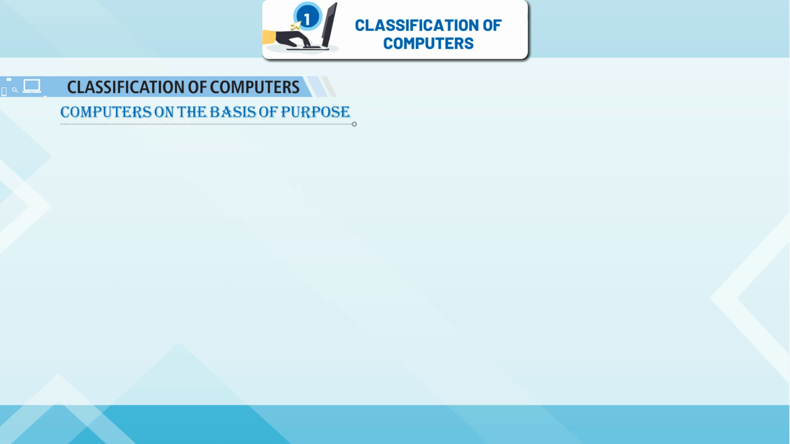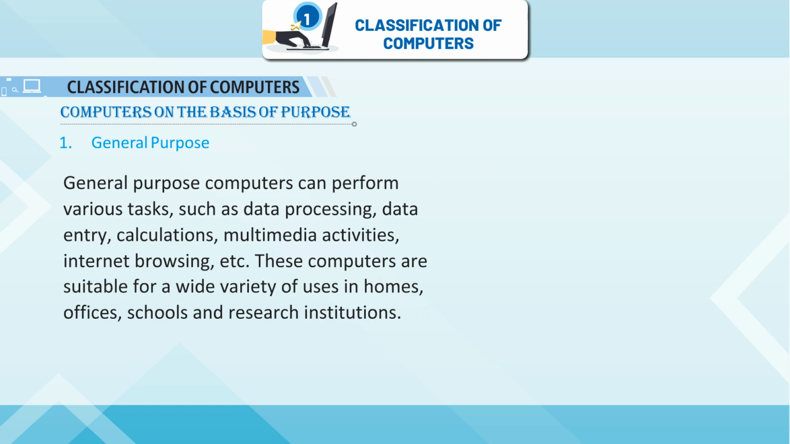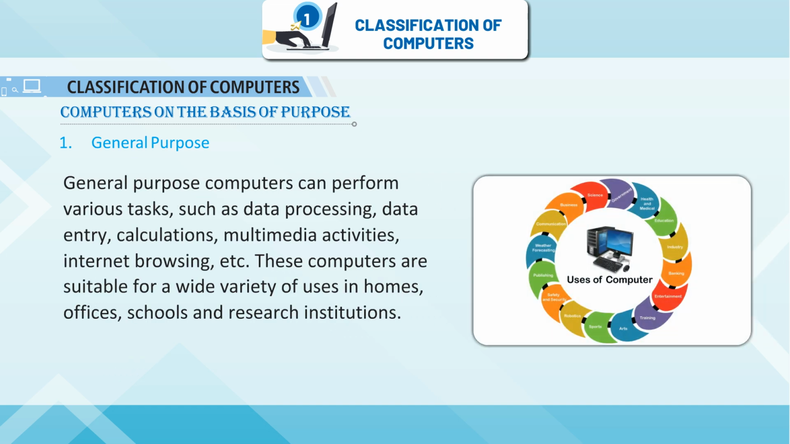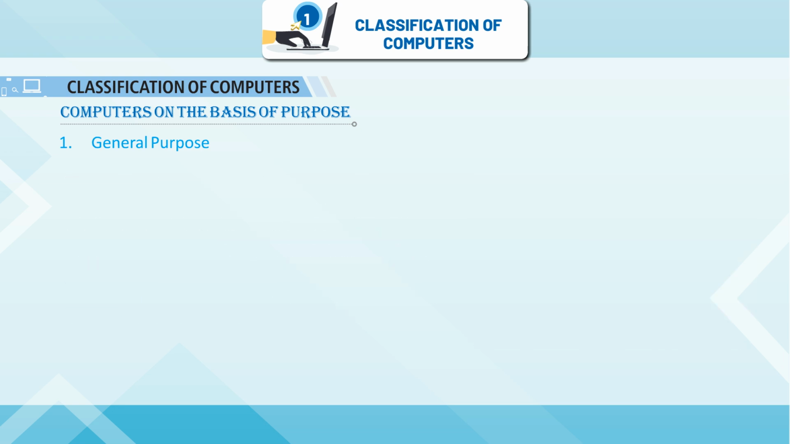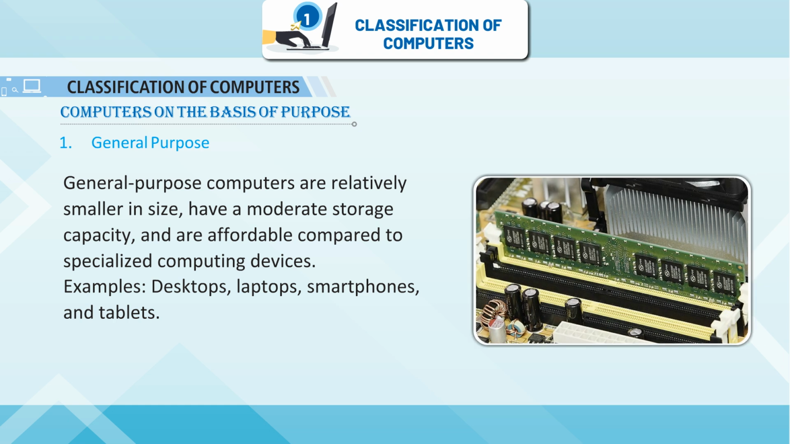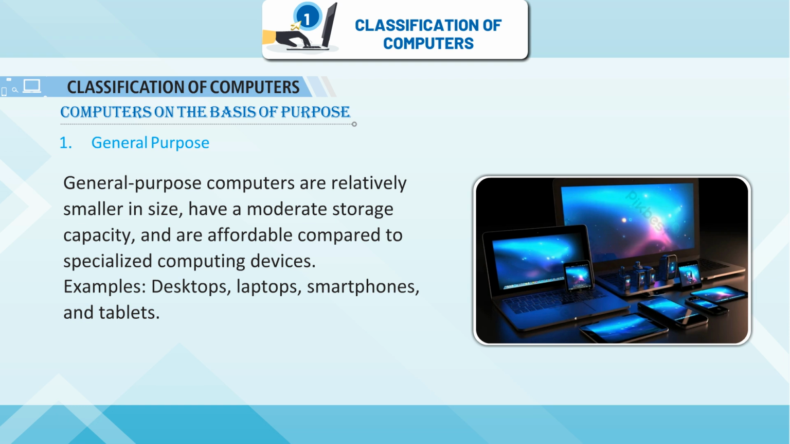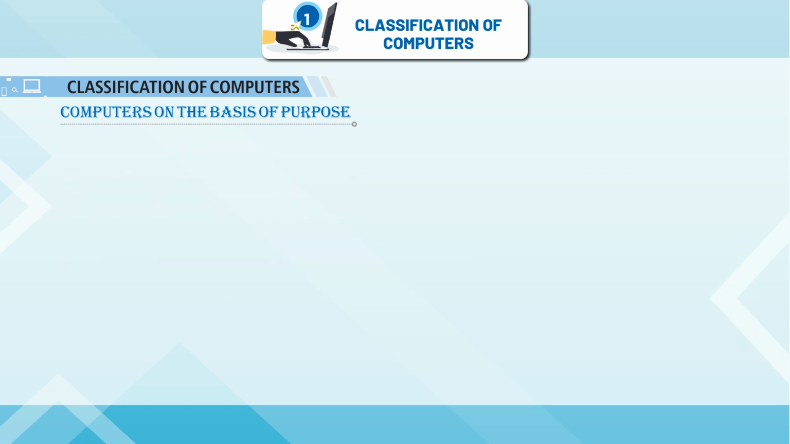Computers on the basis of purpose. General purpose. General purpose computers can perform various tasks such as data processing, data entry, calculations, multimedia activities, internet browsing, etc. These computers are suitable for a wide variety of uses in homes, offices, schools, and research institutions. General purpose computers are relatively smaller in size, have a moderate storage capacity, and are affordable compared to specialized computing devices. Examples: desktops, laptops, smartphones, and tablets.